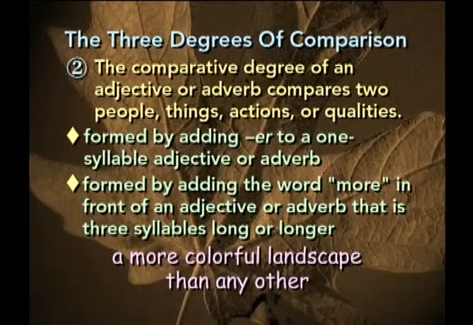Now, you may want to stop me and say, wait a moment, I thought you said the comparative degree was used when comparing two people, things, actions, or qualities. In this phrase, aren't we comparing more than two? A more colorful landscape than any other seems to refer to all the landscapes in the world. In a sense, you're right. The meaning of this phrase does refer to all the landscapes in the world, but grammatically, only two things are actually being compared in this phrase. This landscape and any other in the world.